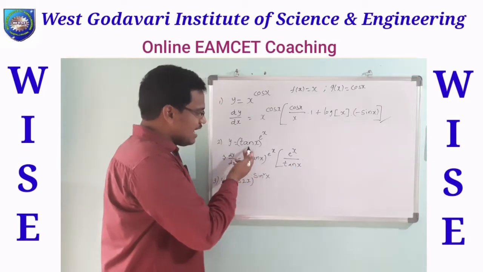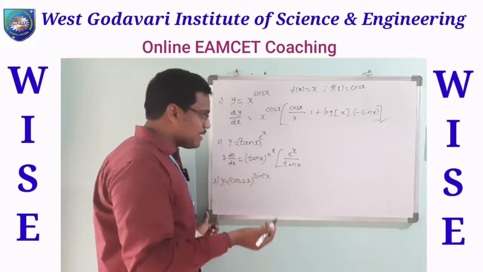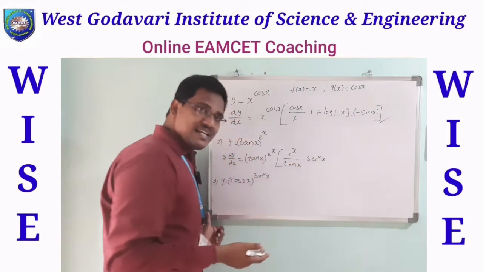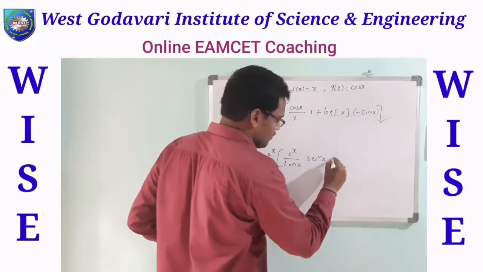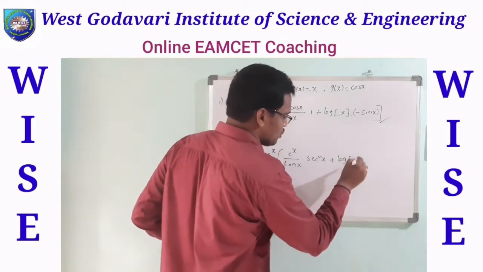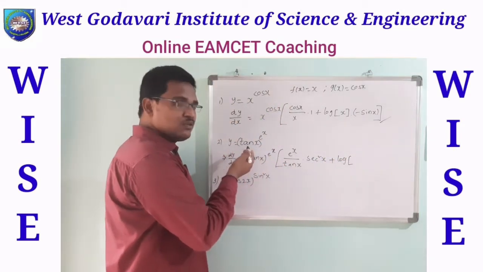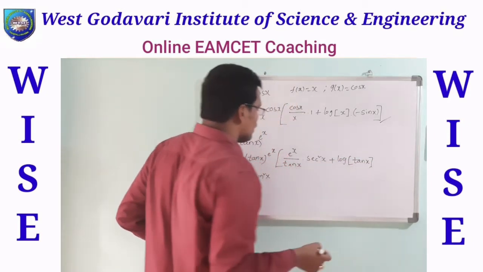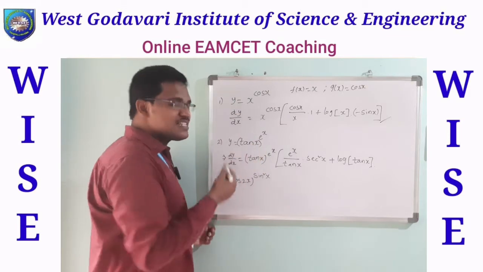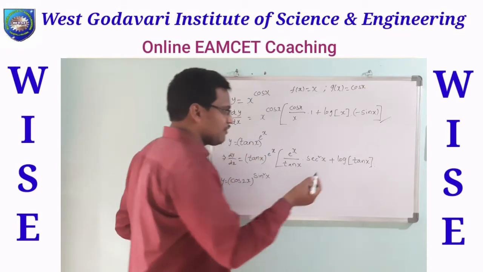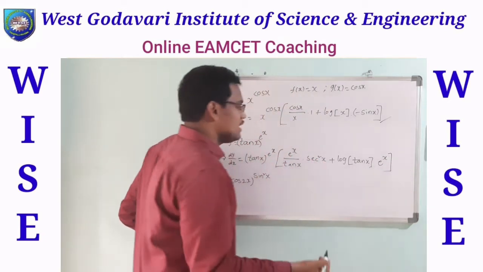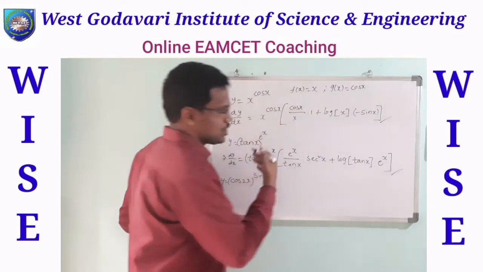Here f of x is tan x, then f dash of x becomes secant square x, d by dx of tan x becomes secant square x, plus log f of x. What is the f of x value? That is tan x. Log tan x into g dash of x. Here g of x is e power x, then g dash of x is also e power x. So this is the answer for this question.